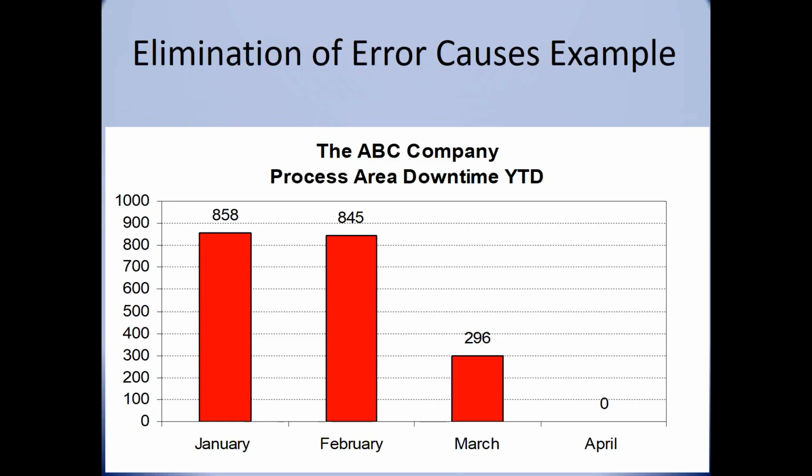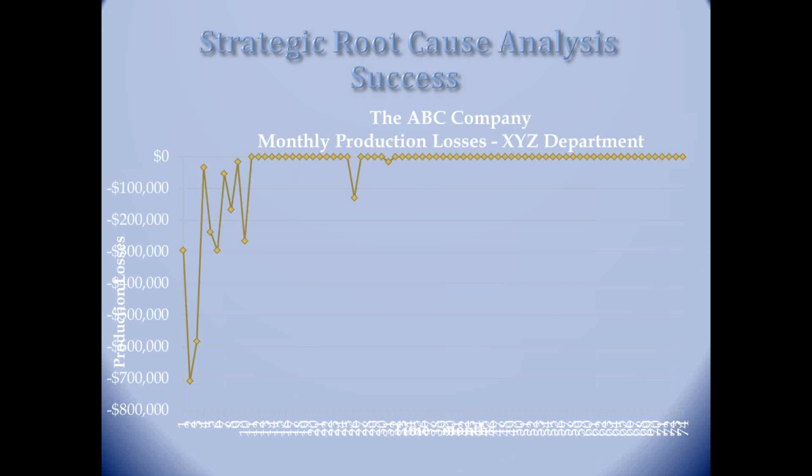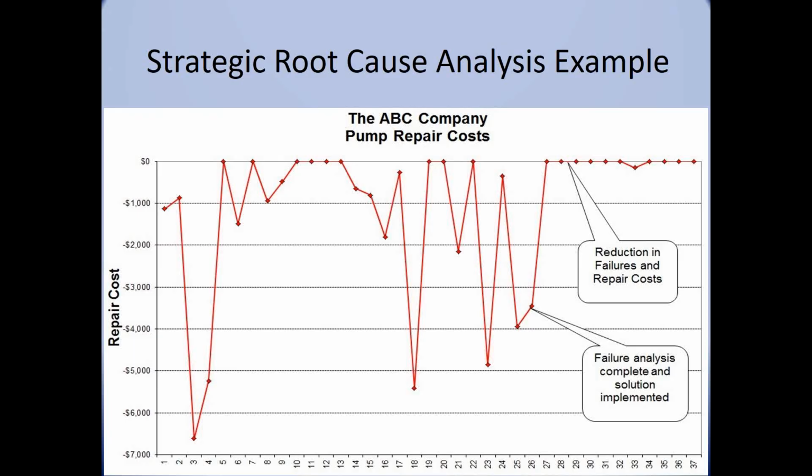But here's a company, we couldn't put the company data in, but this is process area downtime for this company. These are in minutes, I think, but 845, or 858, 845, 296, and after the root cause analysis, they drove process area downtime to 0. Here was an example of monthly production losses in dollars. And you can see they had one at 700,000, one at 300,000, one at 600,000. They did their root cause analysis and they drove these monthly production losses down near 0.